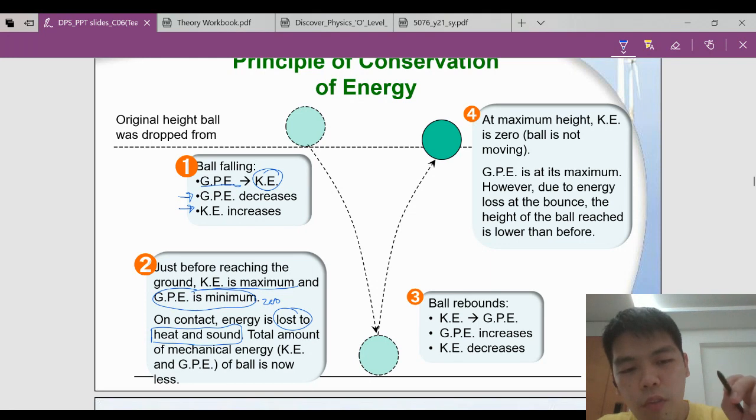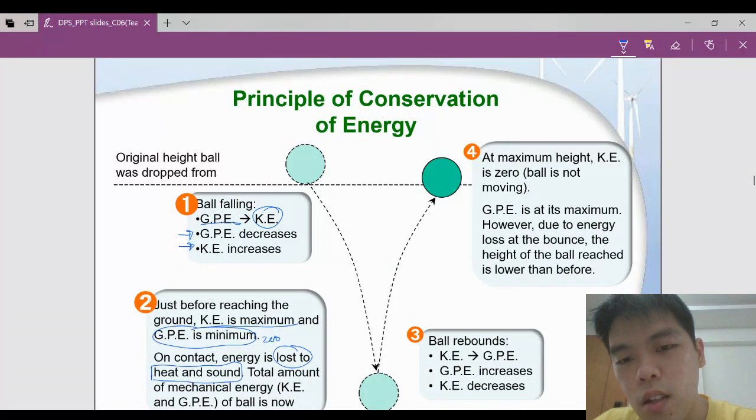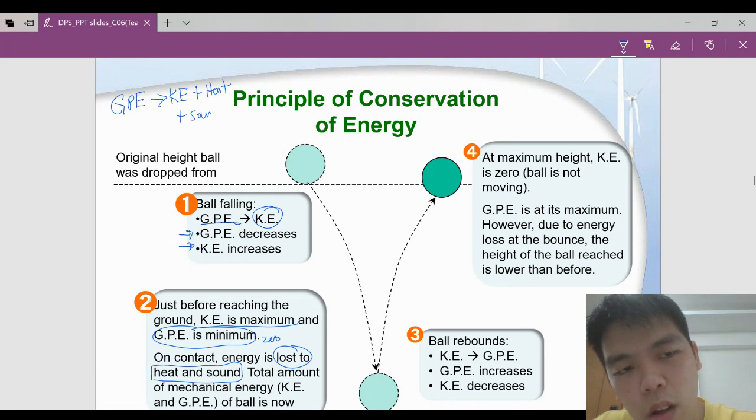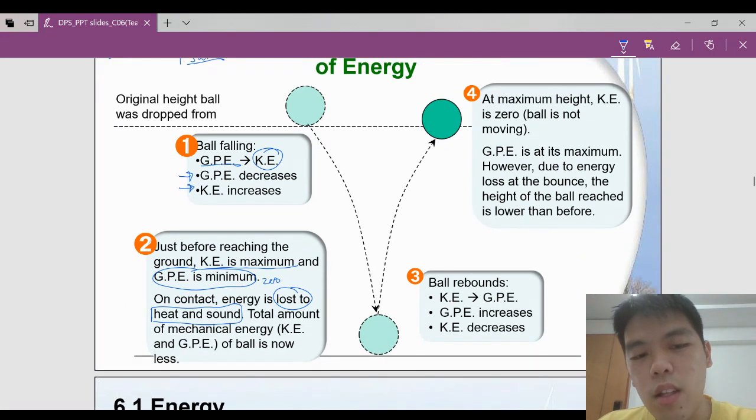However, the total amount of energy, the KE and GPE of the ball in this case, now will be less. Why? Because this is what's happening. First you have GPE. This GPE will then be converted into KE of the ball moving plus heat plus sound. Okay. In this case, since GPE has been lost to heat and sound, your amount of KE left will be much lesser. So that is why the total amount of mechanical energy of the ball is now lesser.